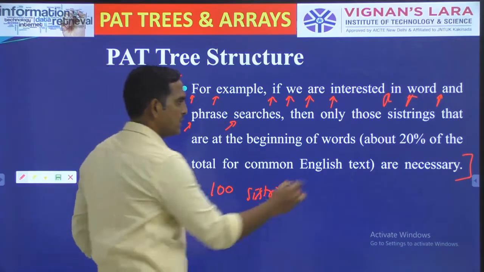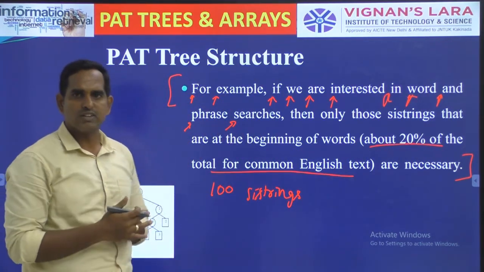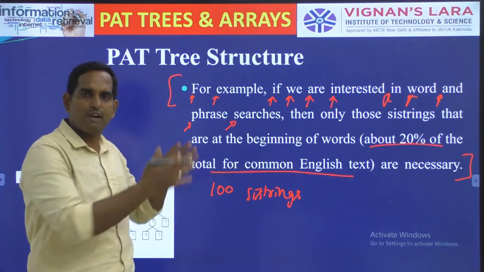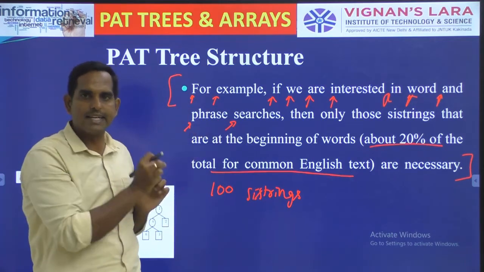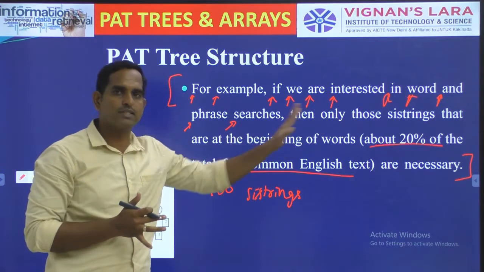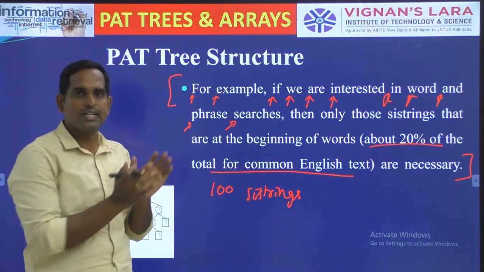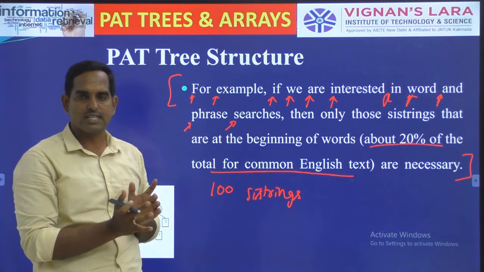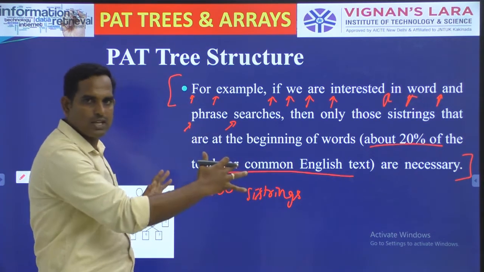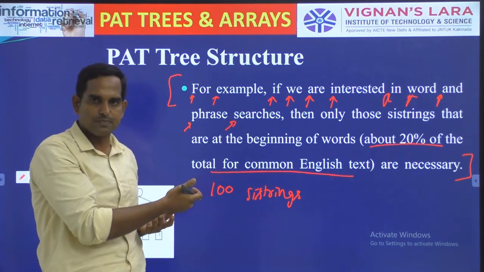At that time, only 20% of your common English text will come into your index. Instead of having each and every character indexed into your Patricia tree, you can have individual words or individual phrases in your Patricia tree. At that time, you will be having fewer strings and a smaller Patricia tree, so that you will be having better efficiency.